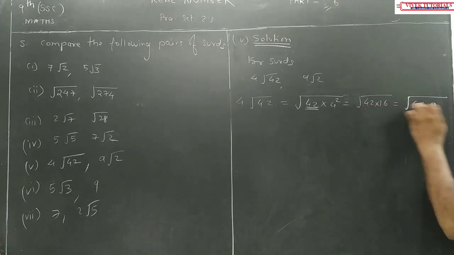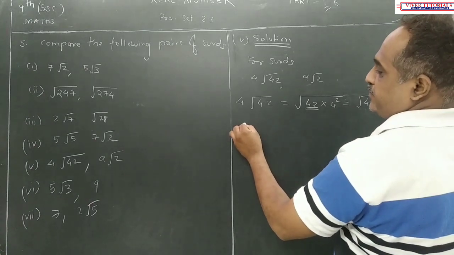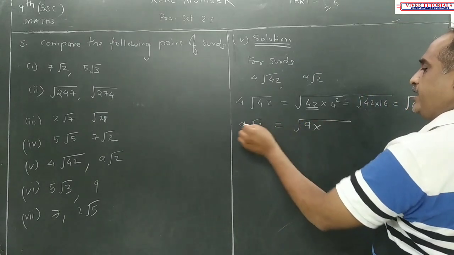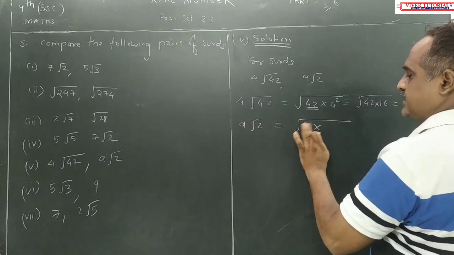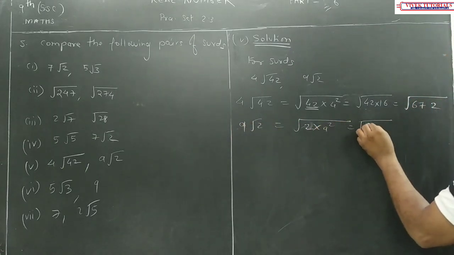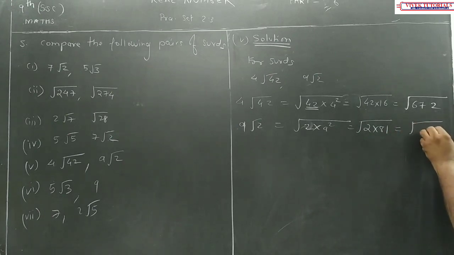I'll repeat, 16 2s are 32, 3 is left, 16 4s are 64, plus 3 is 67, and 9 root 2 is equal to, again, 2 is already inside, 9, if I am taking it, it will become 9 square, this will become 2 into 81, that is equal to nothing but 2, 162.